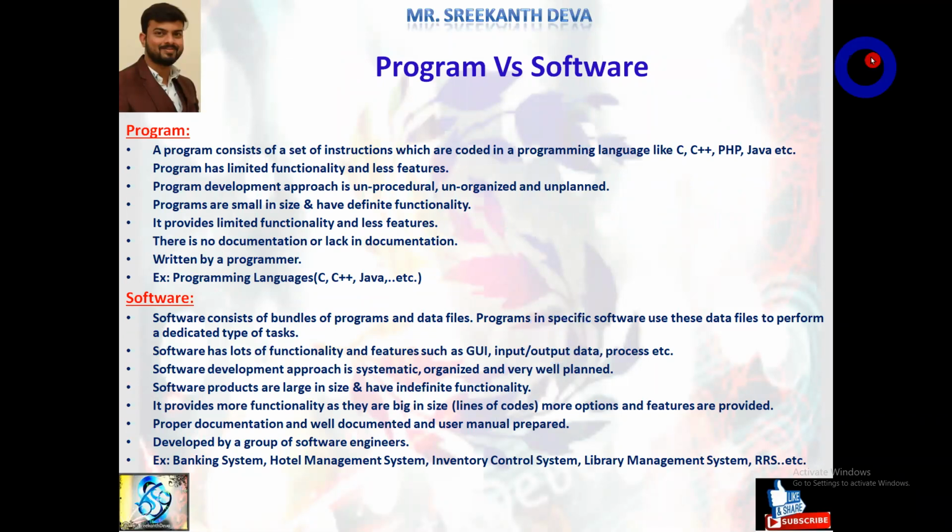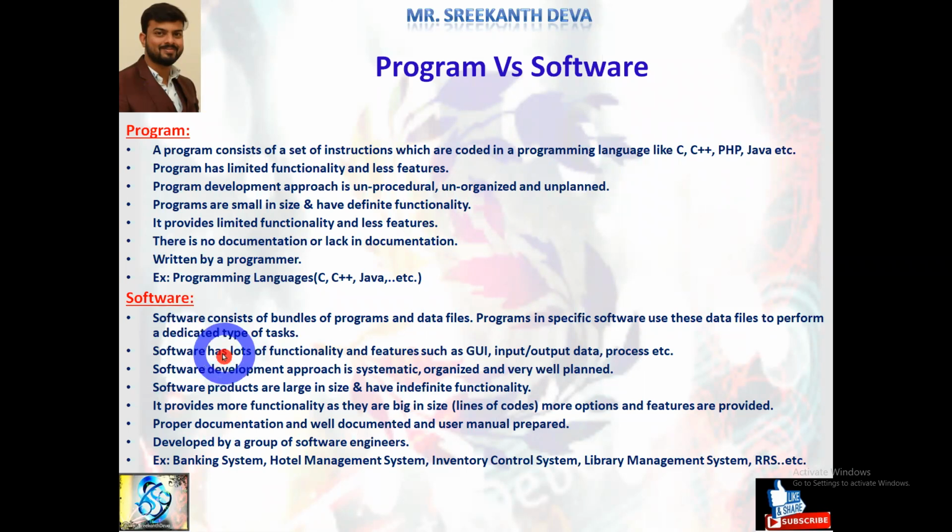Here we try to discuss some major differences between a program and a software. See, what are the major differences between a program and a software product? See, what is a program? We discussed program already. A program is what? A set of instructions which are coded in what? The high level programming languages or some low level programming languages. But at present we are using what? High level programming languages like C, C++, PHP, Java, Python, and so on.